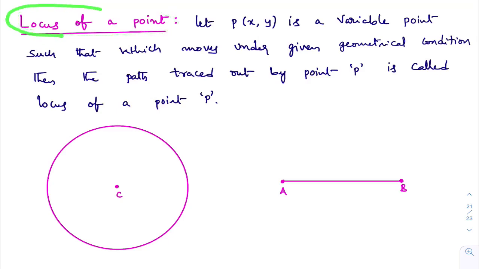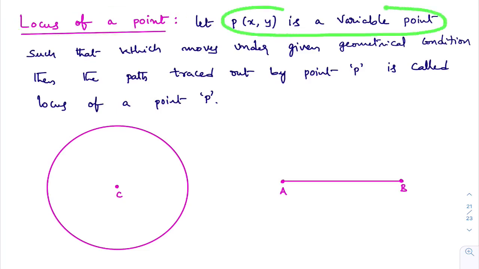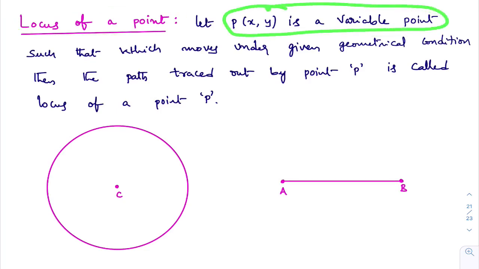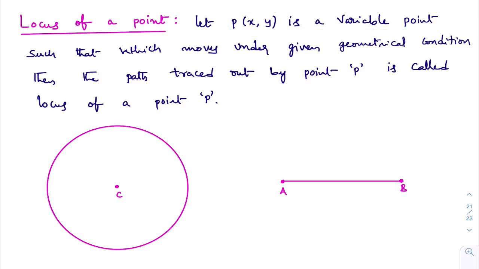This is a very important definition. Try to understand what is happening exactly. Locus of a point. You observe here, P of x comma y is a variable point. Here variable point and fixed point, two types of things will be there. Variable point means the values of x and y will change. That means the point P is not a fixed point. It moves from one place to another place.